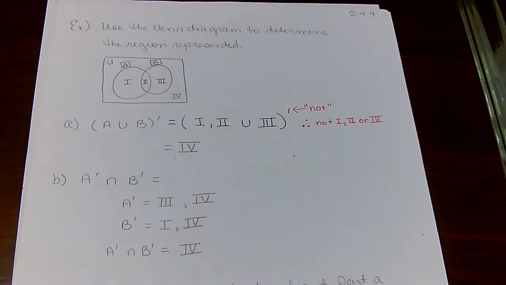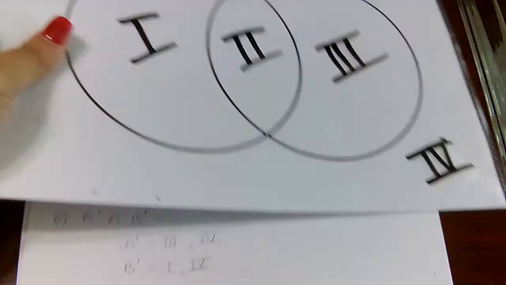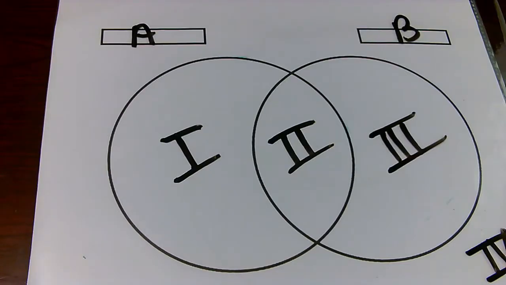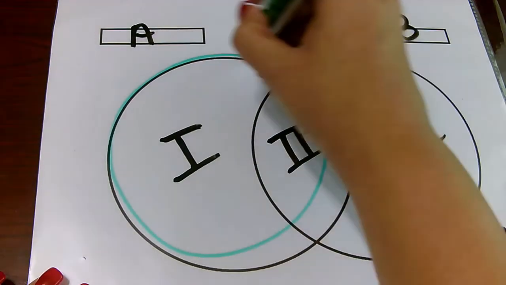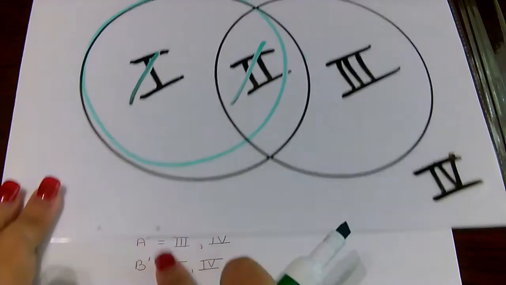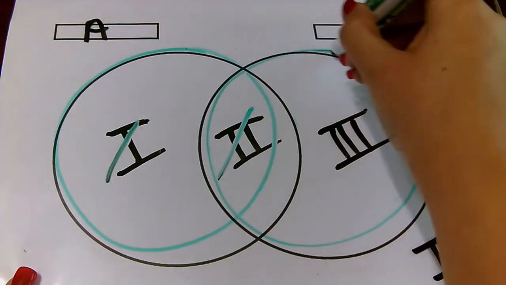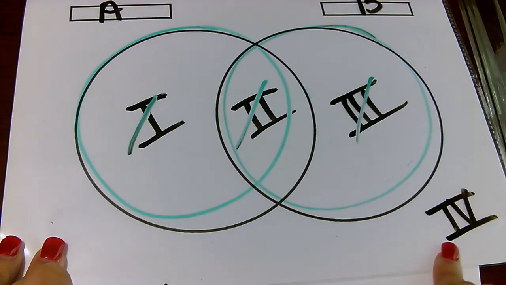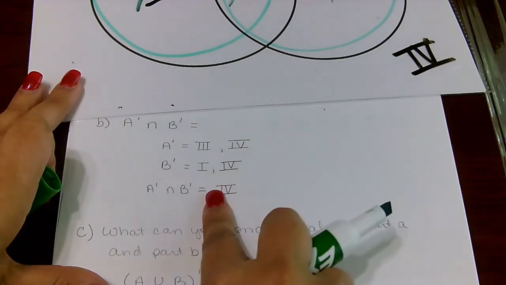Okay. Part B. Part B says not A and not B. Let's go ahead and use the Venn diagram for this one. Okay. So I'm going to go ahead and circle A, and then I'm going to cross A out because it says not A. Circle A, cross it out. Okay. And not B. So I'm going to circle B, and I'm going to cross it out. So I don't want A and I don't want B. The only thing left here is region 4, which I went ahead and put here.